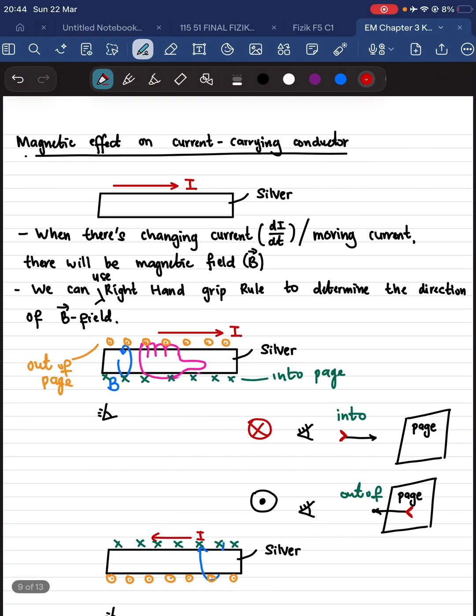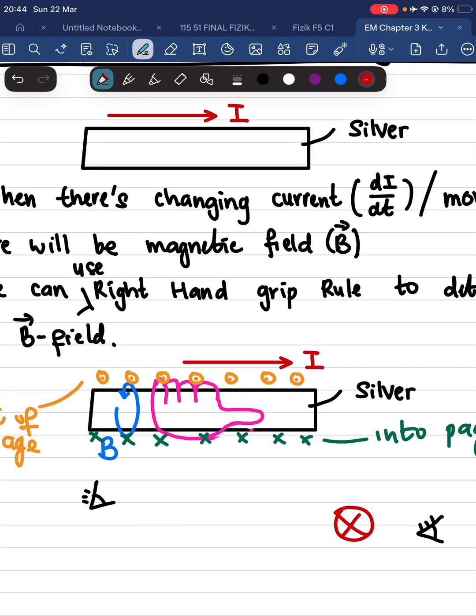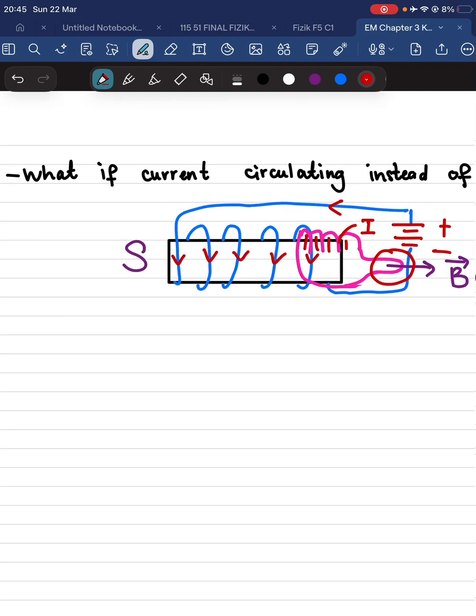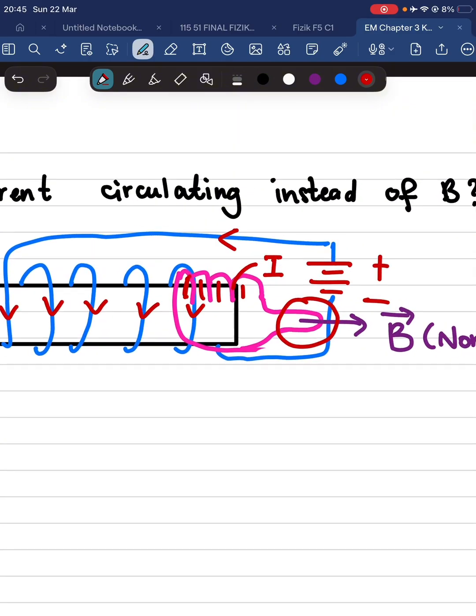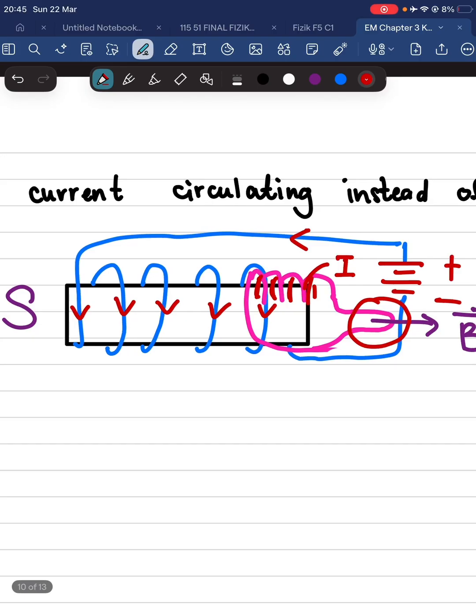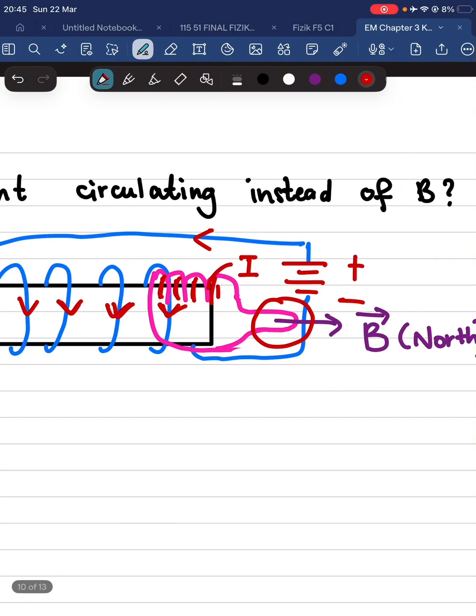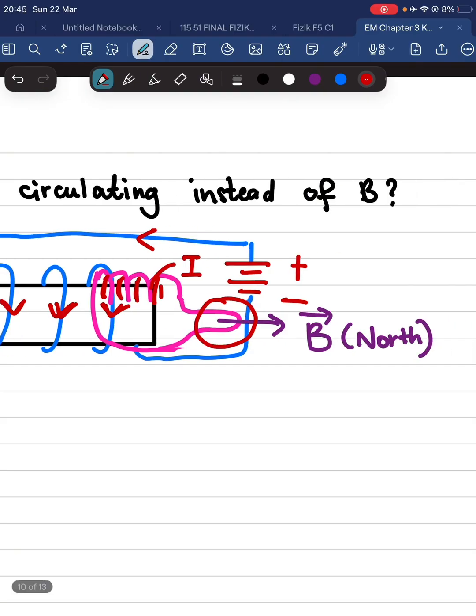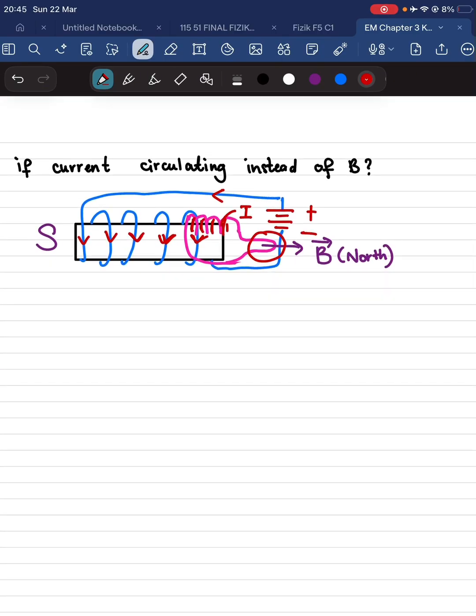But previously, the four fingers were the circulating field. Now, because you have circulating current, the current will be the direction of the fingers. So you just put your fingers according to the direction of the current. The current is going downwards, which means your fingers should be going downwards, which means your thumb will be directed to the right. So your north pole is there, right? It's very easy to determine.